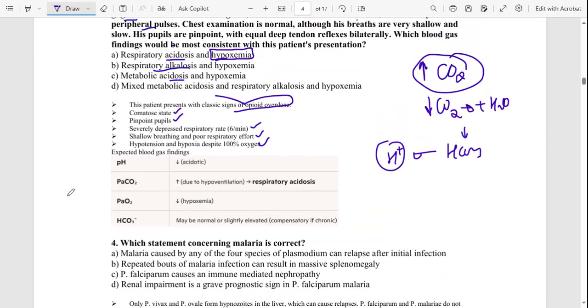Number four is saying which statement concerning malaria is correct. A: Malaria caused by any of the four species of Plasmodium can relapse after initial infection. B: Repeated bouts of malaria infection can result in massive splenomegaly. C: Plasmodium falciparum causes an immune mediated nephropathy. D: Renal impairment is a grave prognostic sign in Plasmodium falciparum malaria.